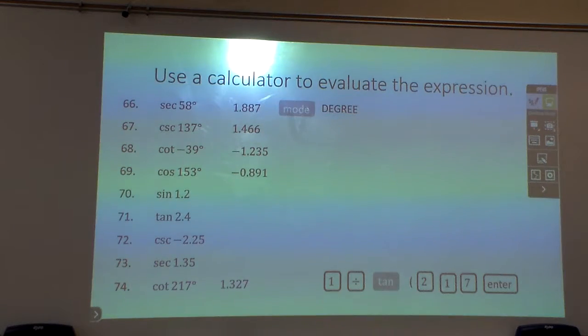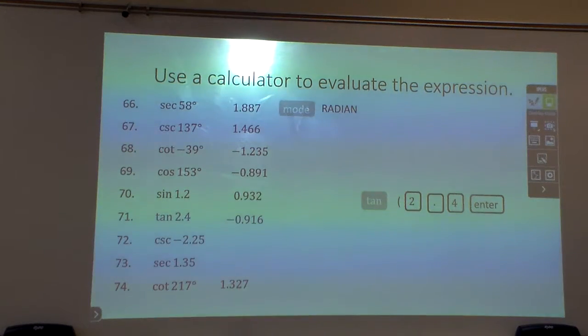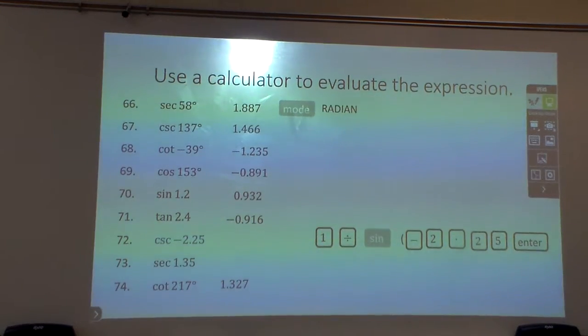But guess what I have to do at 70? Change it from degrees to radians. Now there's a sine button, so I can just hit sine 1.2, enter, and I get 0.932. Is there a tangent button? Yes. And it's in radians, so I'm just going to go tangent 2.4, enter. I get negative 0.916. Is there a cosecant button? No, so I have to hit 1 divided by sine, and it's negative 2.25, which is negative 1.285.